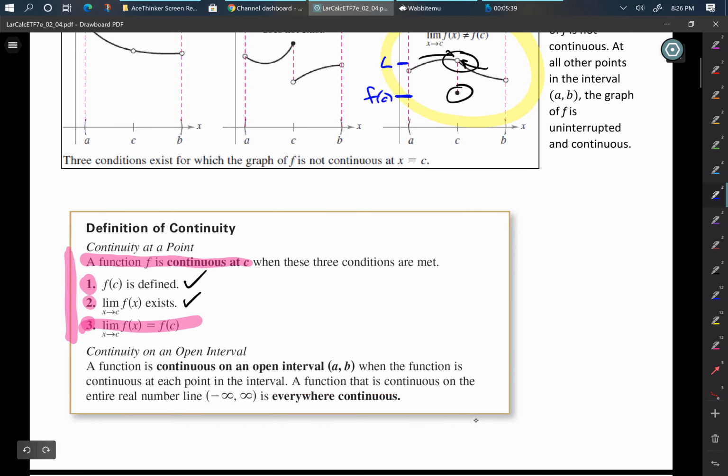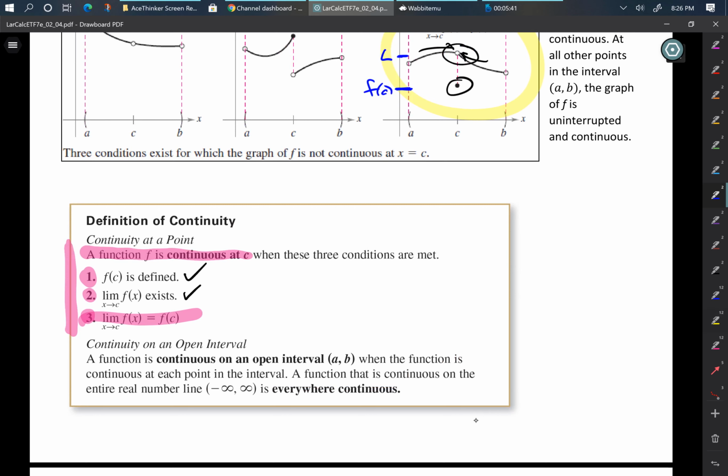Now, the idea of continuity at a point can be extended to talk about continuity on an interval. We say that a function is continuous on an interval if it's continuous for every single point in that interval. And if a function is continuous on every value from negative infinity to positive infinity, we say that it is everywhere continuous, or continuous everywhere.